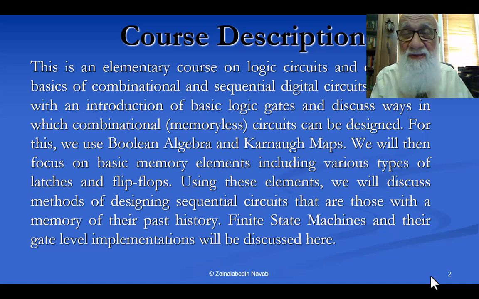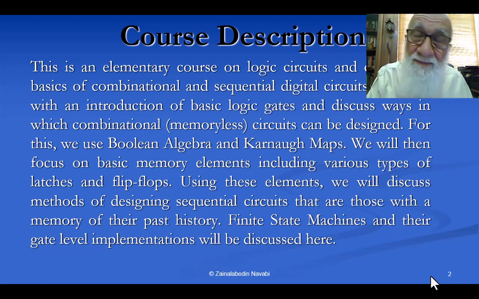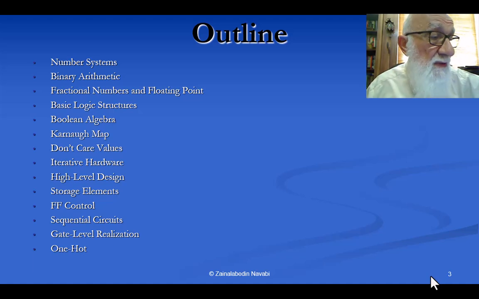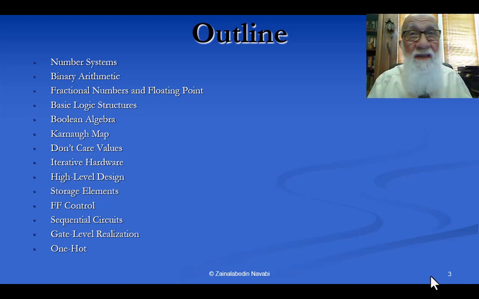Some keywords: finite state machines, Karnaugh maps, Boolean algebra, flip-flops. These are things that we will be covering over here. So we start with number systems and then go into the binary arithmetic, adding, subtracting, and so on. And we talk about fractional numbers. How do we represent numbers in binary, which is the base that we use for digital circuits, zeros and ones. And then we go into logic structures like a simple AND gate, OR gate, and so on.